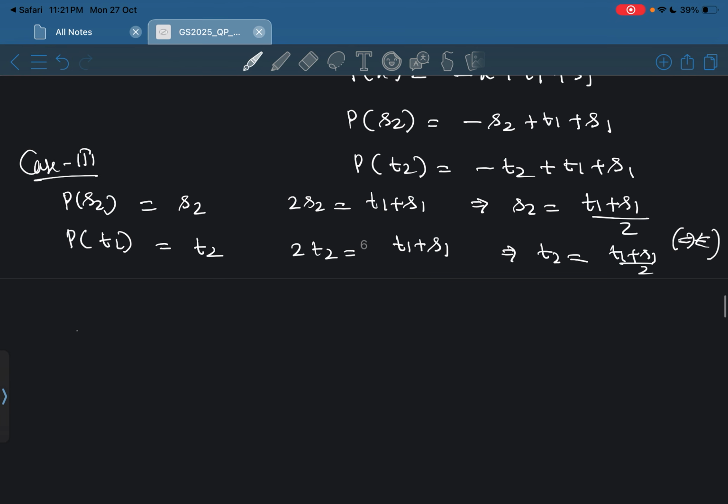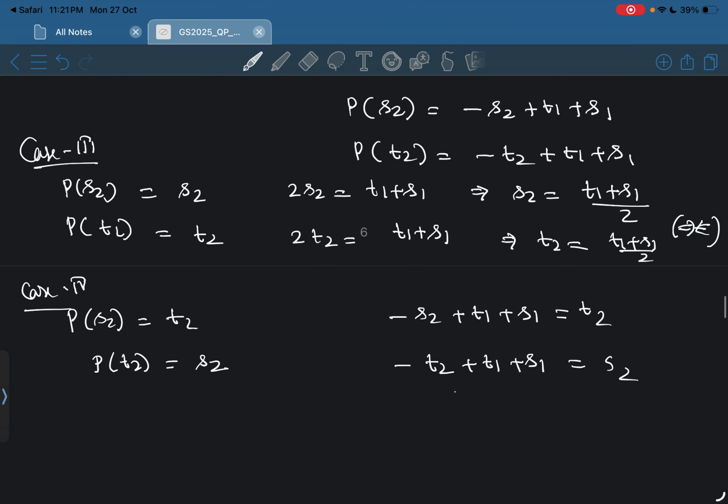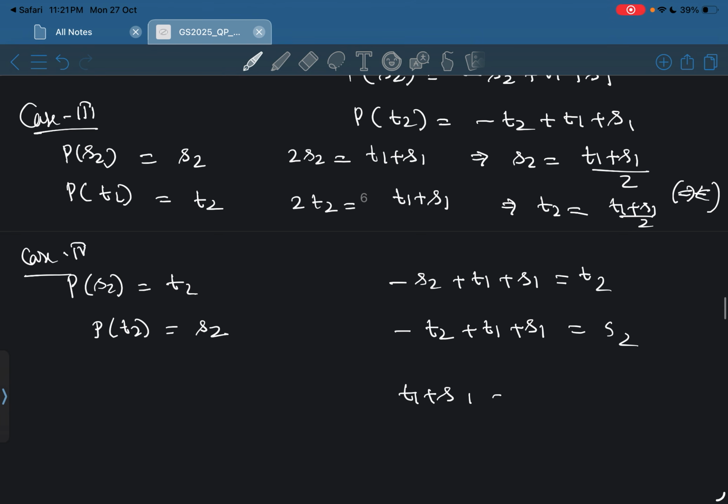That's what we assumed. So then P of s2 must be t2, case 4, and P of t2 must be s2. Right? So then minus s2 plus t1 plus s1 is t2, and minus t2 plus t1 plus s1 is basically s2, right? So then t1 plus s1 equals t2 plus s2. That's the condition that should be satisfied.